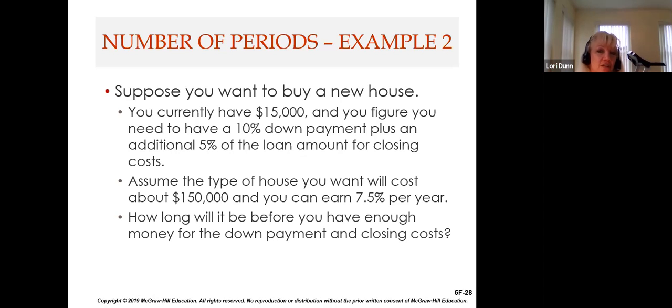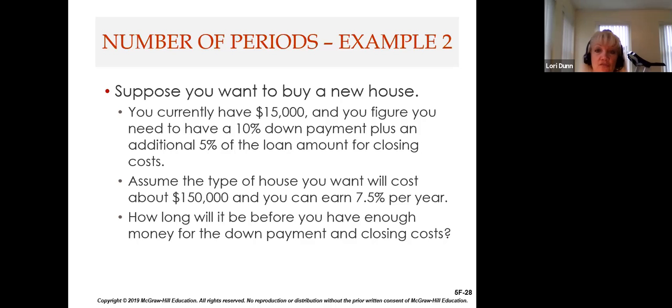Suppose you currently have $15,000 and you figure you need to have a 10% down payment plus an additional 5% of the loan amount for closing costs, which are the extra amounts you have to pay when you buy a house. Things like special insurance on the title of the home, commissions to the real estate agent, fees to the bank or to the county to file your new title to the home. So there's various fees that are associated with buying a home that are normal. And you estimated here that it'll be 5% of the loan amount that you'll have to pay upfront.